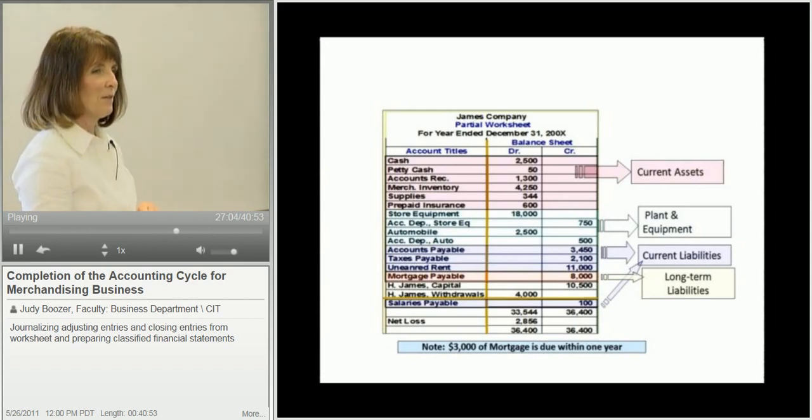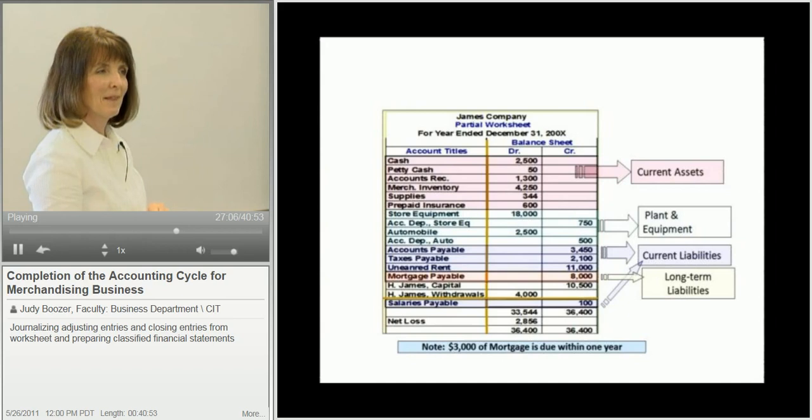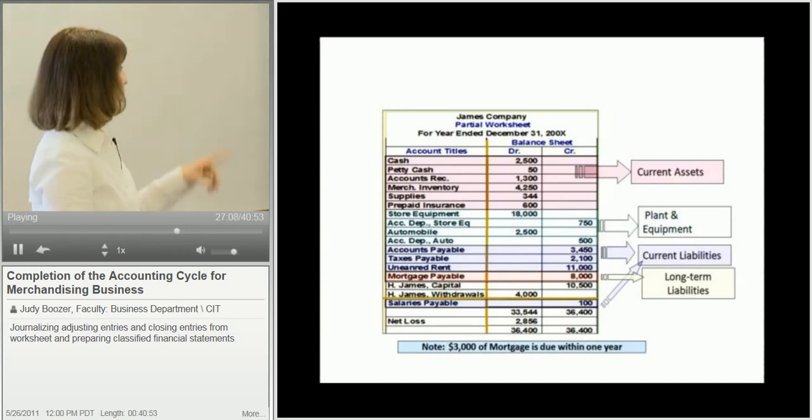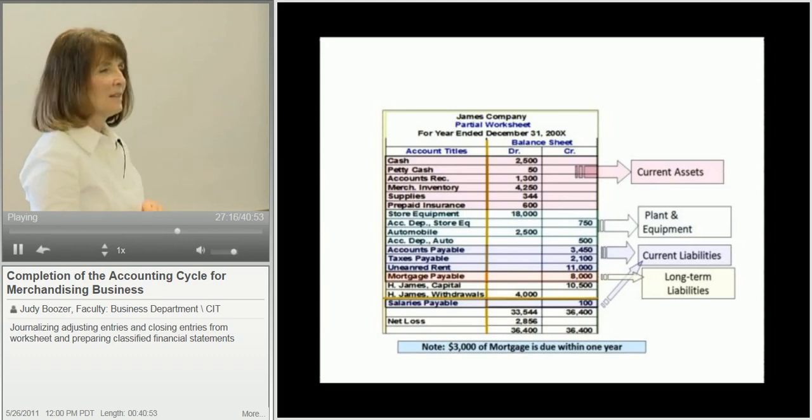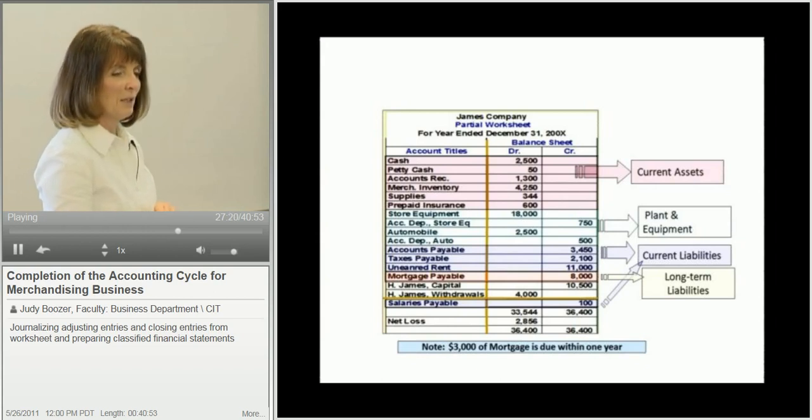We'll leave it up there for a second. And again, look at the note at the bottom. $3,000 of mortgage payable is due within the year. So $3,000 of that would be a current one, not a long-term one.